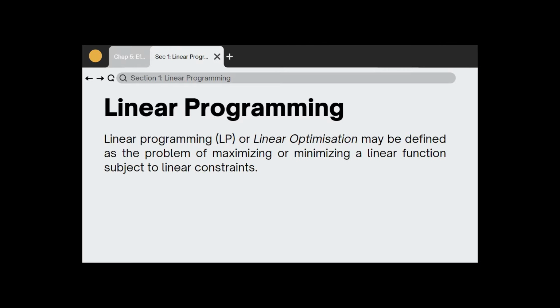Linear programming or linear optimization may be defined as the problem of maximizing or minimizing a linear function subject to linear constraints. For example, the constraints may be equalities or inequalities. The main aim of the linear programming problem is to find the optimal solution.